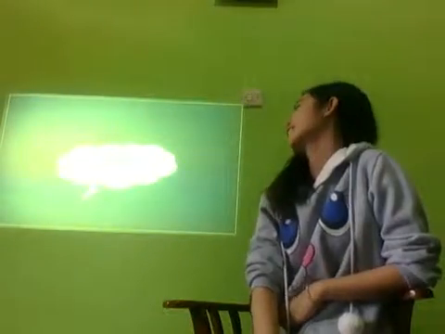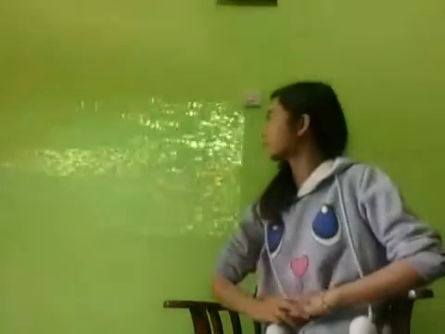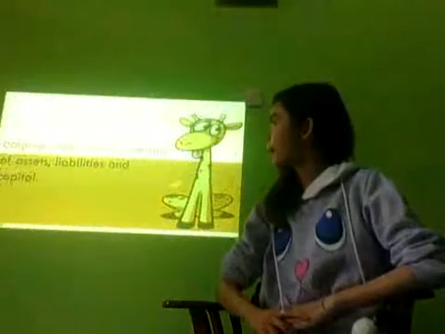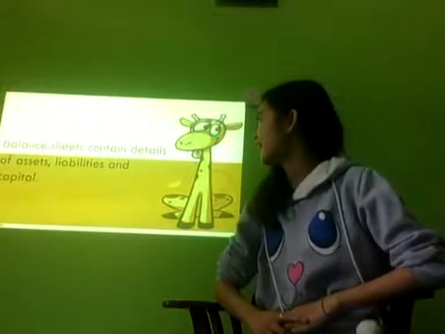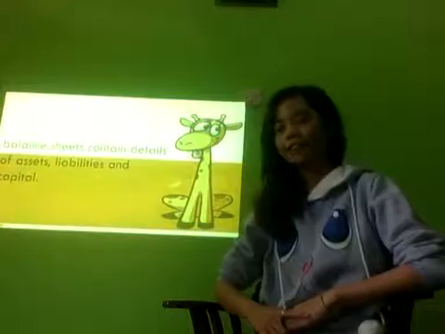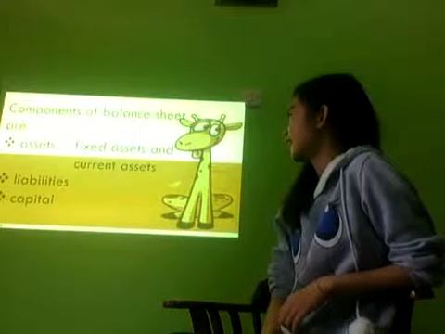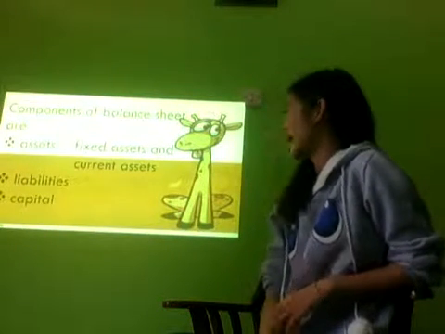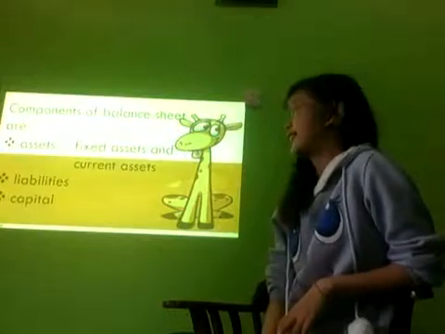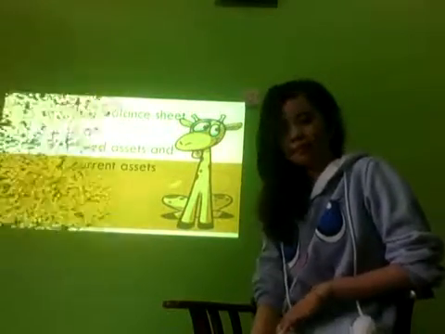What is a balance sheet? A balance sheet contains detail of assets, liabilities, and capital. Example of a balance sheet: the components of a balance sheet are 1. Assets, which are fixed assets and current assets, 2. Liabilities, and 3. Capital.